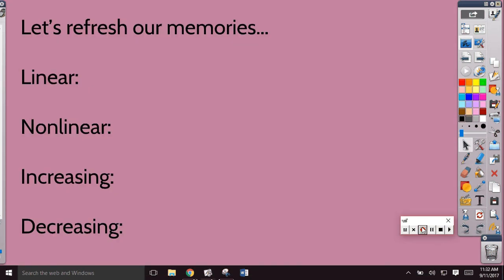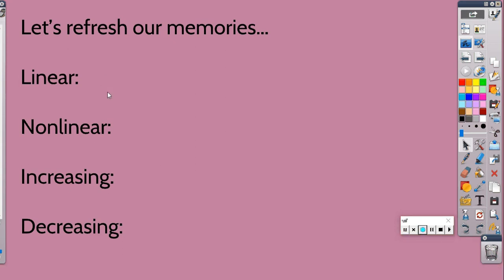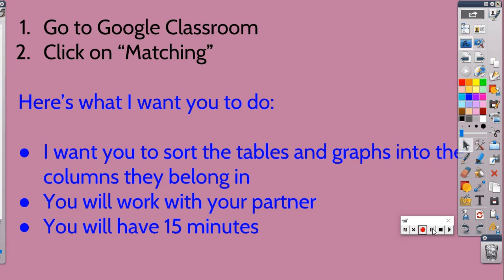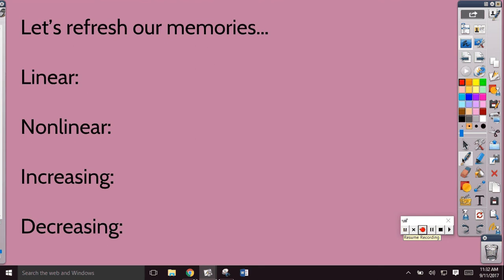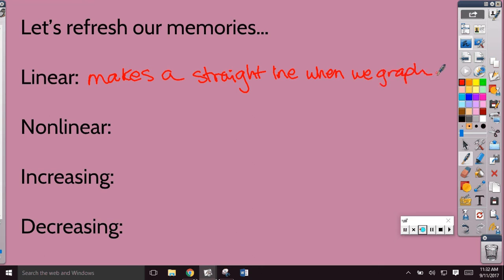So linear means what? When we graph something, it makes a straight line. So then non-linear would be what? Not a straight line. What are some examples of non-linear graphs that we've seen? Circle, a curve, the one on Kahoot, a squiggly one, right? Not a straight line. Yes, sir?